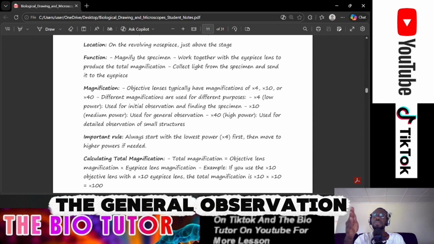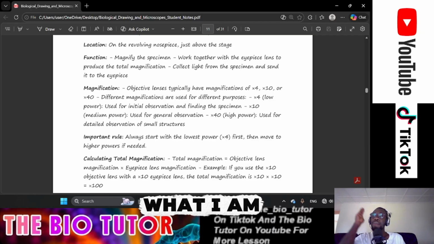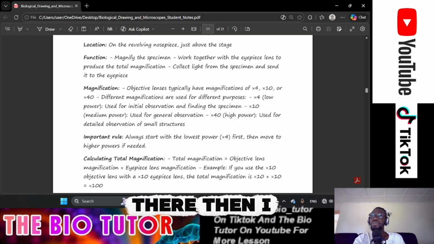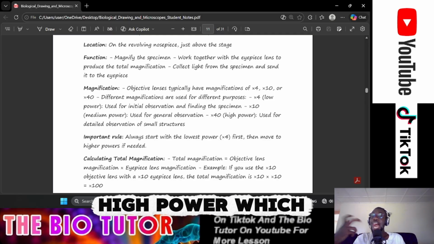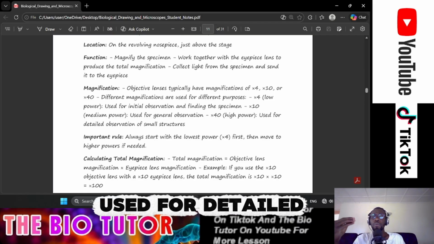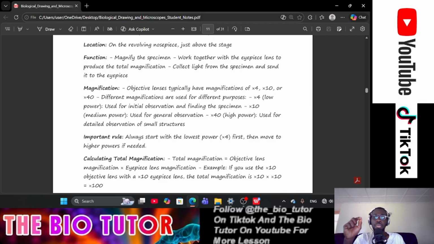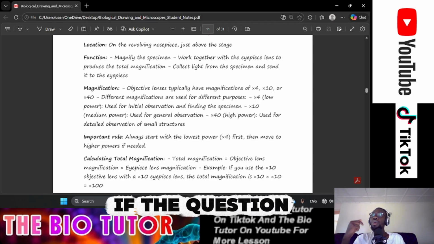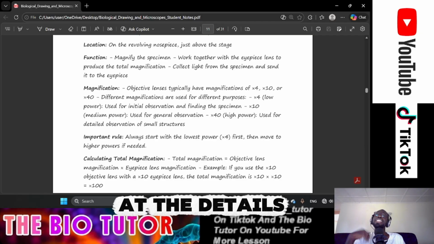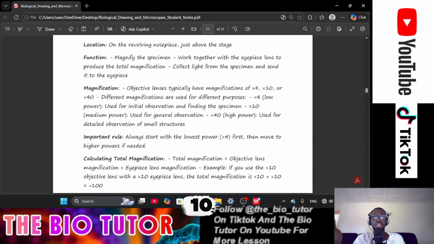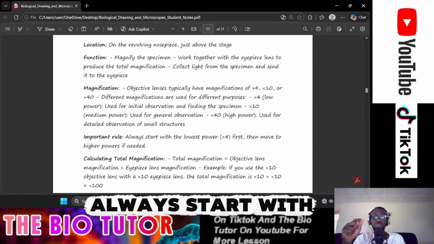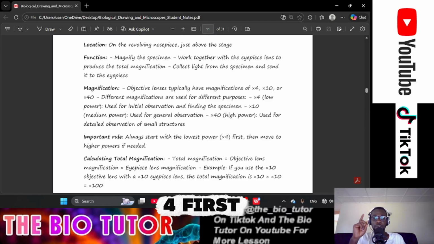And then during the general observation process, if I find what I am looking for there, then I stick with times 10. Okay, now let's look at the high power, which is times 40. It is used for detailed observation of small structures. So if the question does not require me to look at the details of small structures, meaning that I don't have to go to times 40, I stick with times 10 for the general observation. Okay. Always start with the lowest power, which is times 4 first, then move to the higher powers if needed.